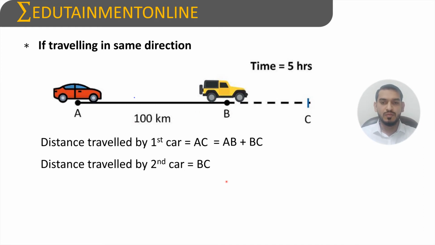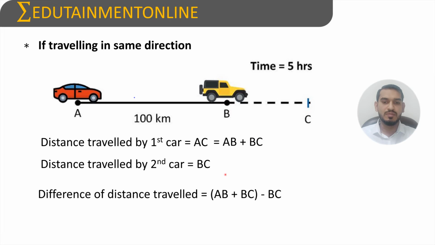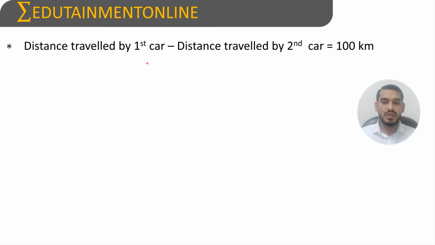Now we have 100 kilometers, which is the fixed distance AB. To find that, we will subtract: AB plus BC minus BC. So distance traveled by the first car minus distance traveled by the second car. The difference between the distances traveled is given as 100 kilometers. So AB plus BC minus BC: BC minus BC is 0, so AB plus BC minus BC is AB. BC and BC get cancelled here. So AB we have as 100 kilometers.